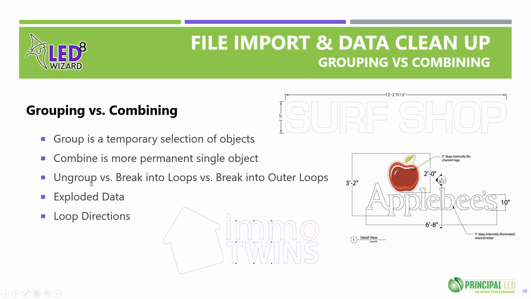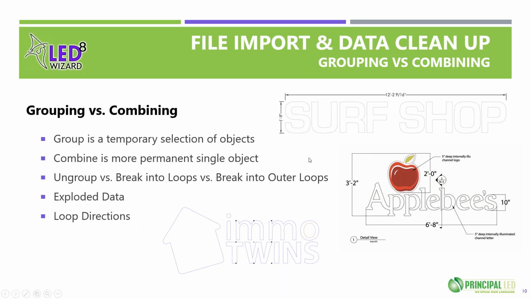So if you have something grouped, you can ungroup. If you have something combined, you can then break into loops or break into outer loops. And that is how you can decompose something that's combined. So combining is generally thought of as something more permanent, but you can break that down into its individual loops as well. And I've mentioned exploded data.